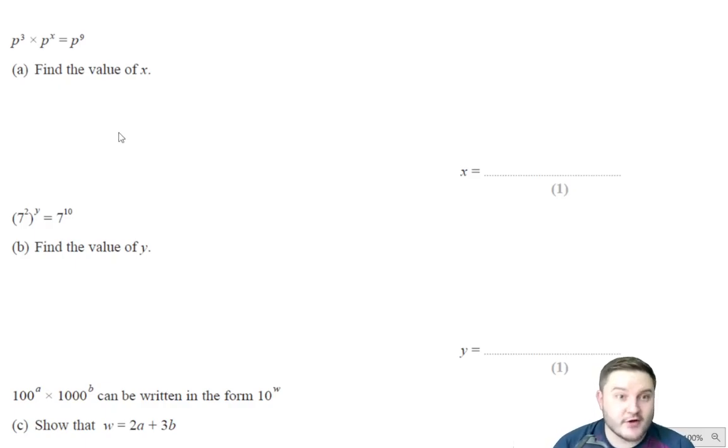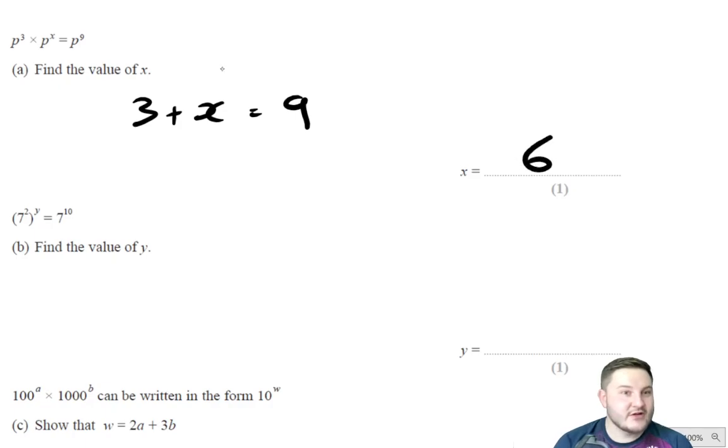Well, according to the first law, if you times, you add the powers. So 3 plus x must equal 9. So we can immediately say that fact. And it's very easy to spot that x has got to equal 6. So it's got to be p to the power 3 times p to the power 6 is equal to p to the power 9, because 3 plus 6 is 9.